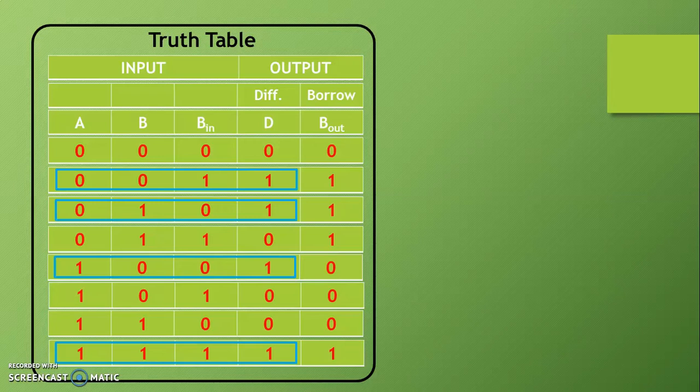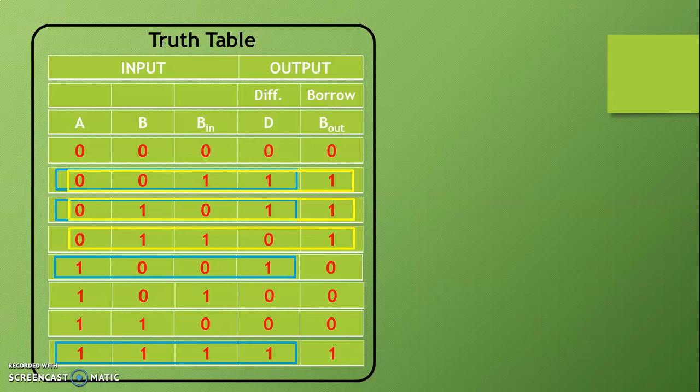Same way for the borrow, if we check the minterms, we have first condition 0, 0, 1, we are getting high output in the borrow. 0, 1, 0, again we are getting high output. 0, 1, 1, again we are getting high output in the borrow. And last condition, that is 1, 1, 1, again we are getting high output in borrow. So same way like difference, in borrow also we have 4 minterms for which we are getting high output, and that is 1, 2, 3 and 7.